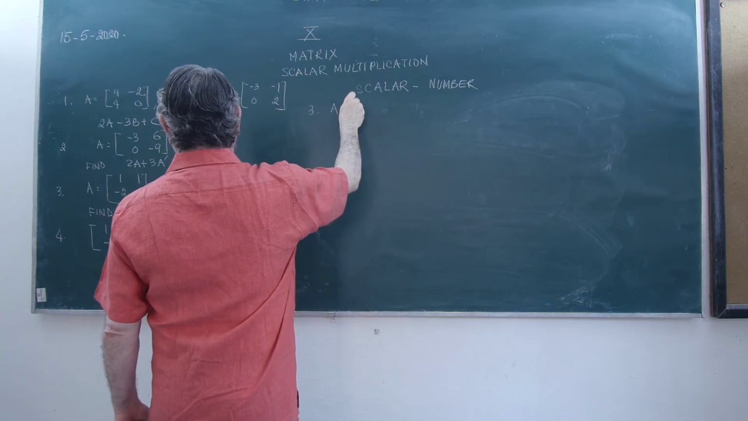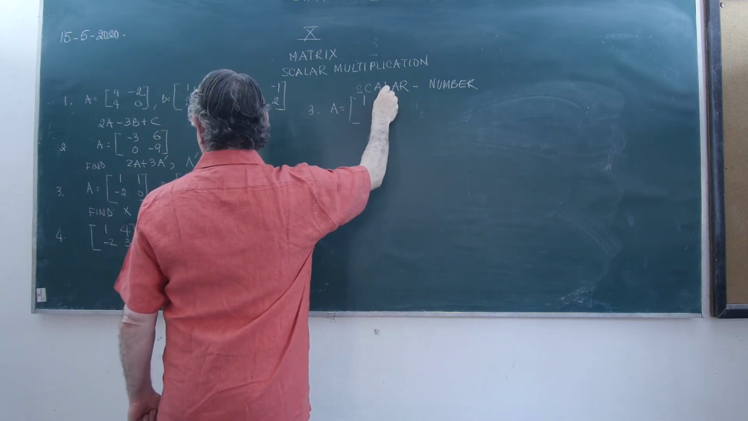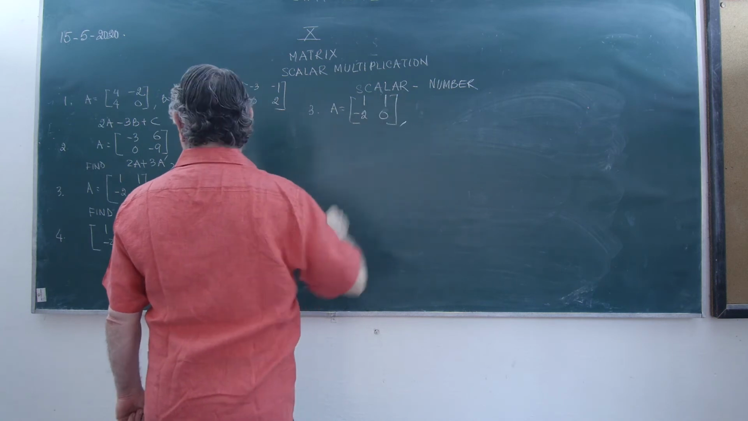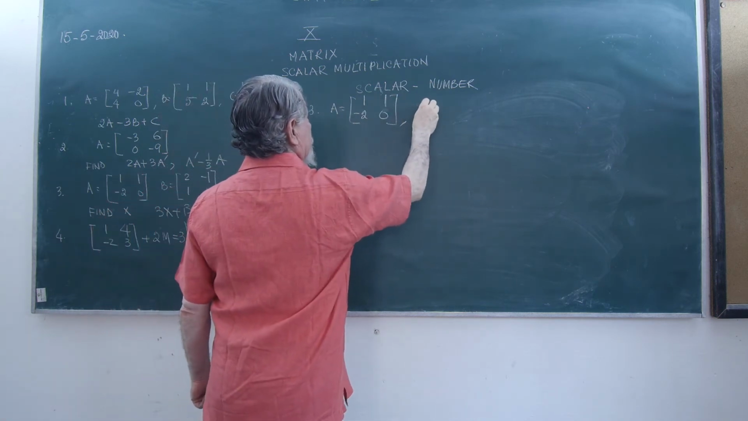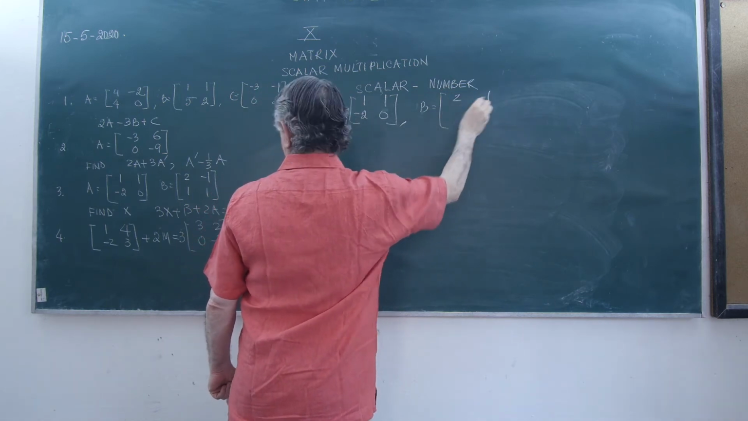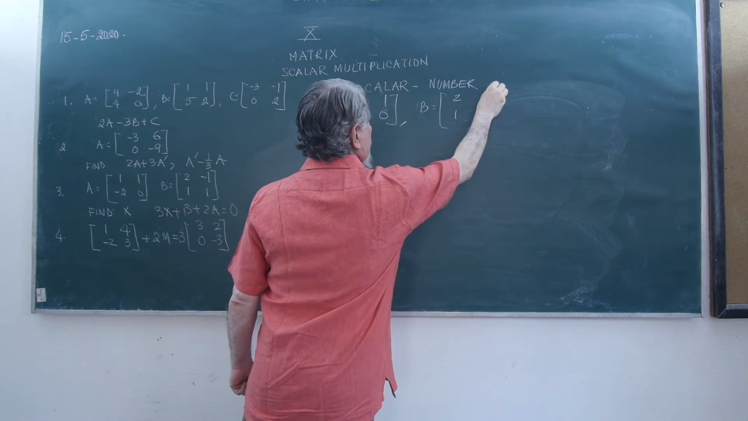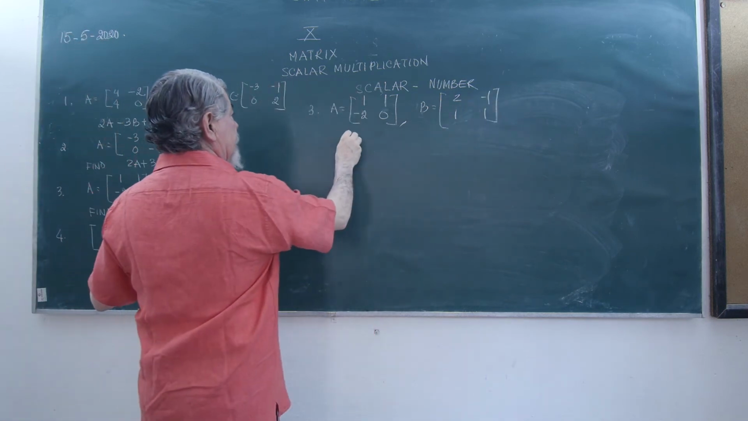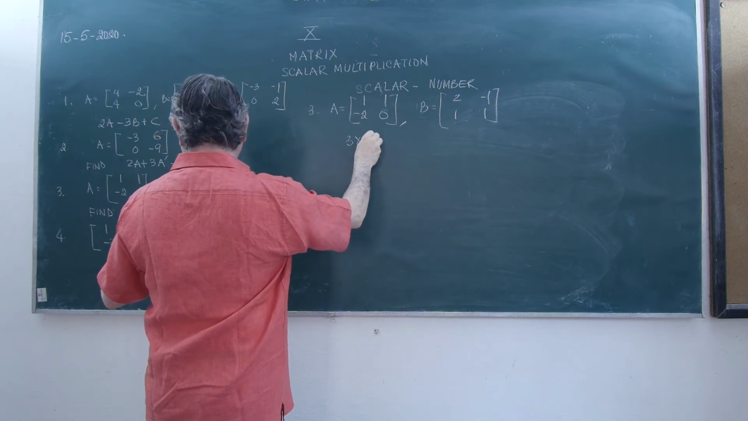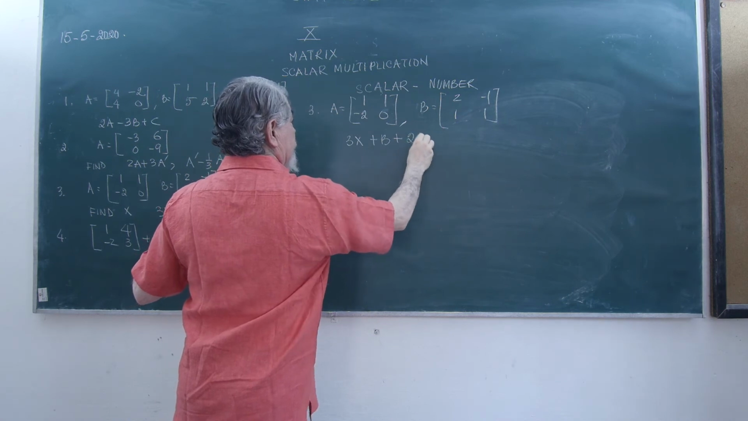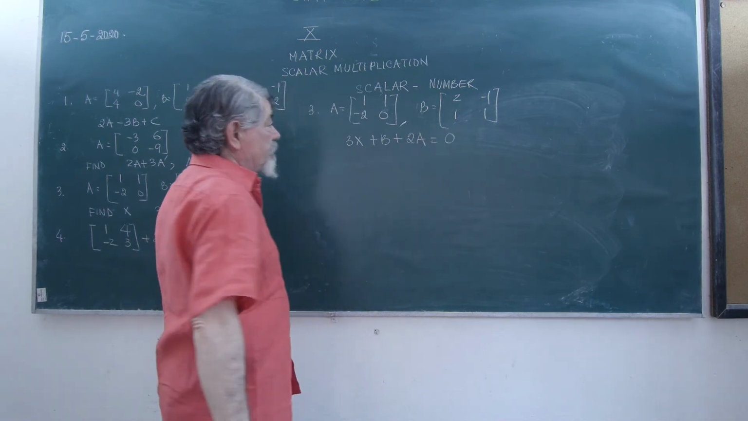A is [1, 1; -2, 0]. B is [2, -1; 1, 1]. I have to find out X, where the matrix equation is 3X + B + 2A = 0. Actually, what does it mean?